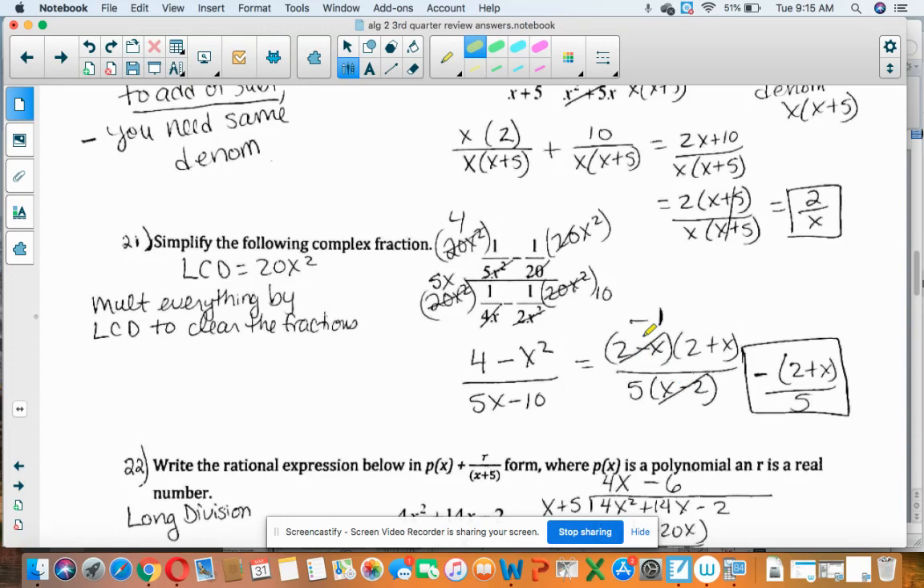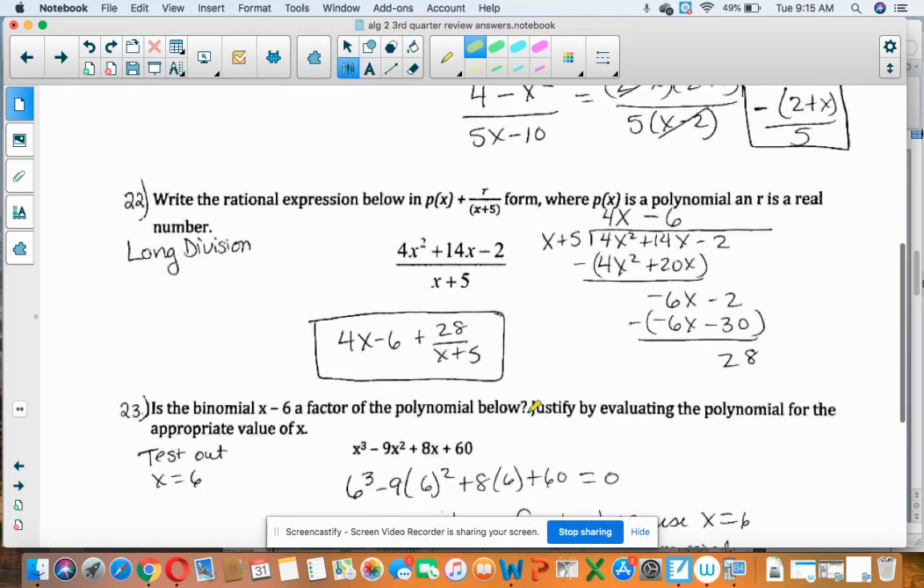Now these are really the same, except my signs are off. This is 2 minus x, this is x minus 2. I can cancel this x minus 2 with the 2 minus x, but the signs were different, so I am left with a negative 1. So I'm left with negative, and then 2 plus x over 5.